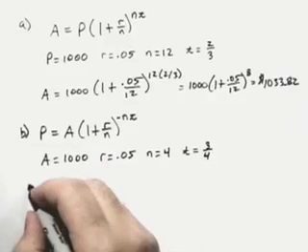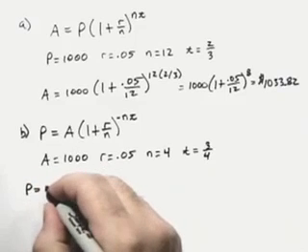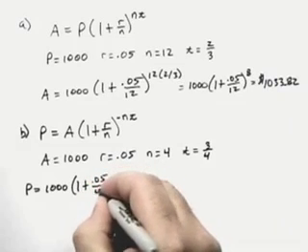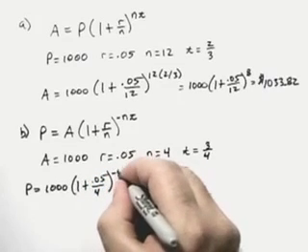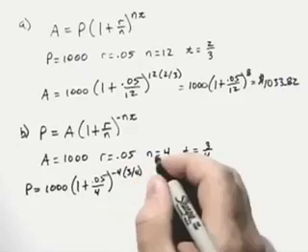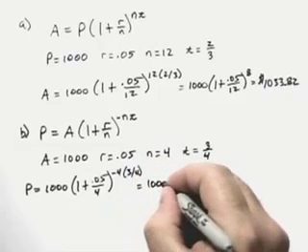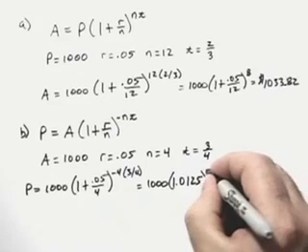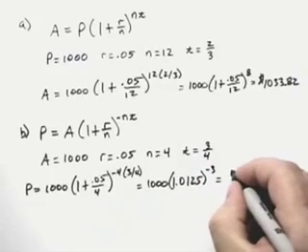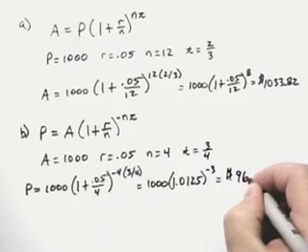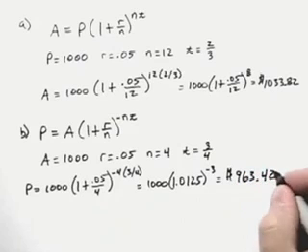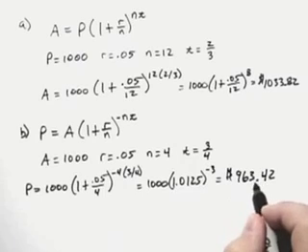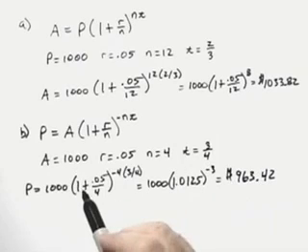Plug these values into our formula. P is equal to 1,000 times (1 plus 0.05 over 4) raised to the negative 4 times 3/4 power. So that'll be 1,000 times 1.0125 raised to the negative 3rd power, which is equal to $963.42. So if we invest $963.42 right now, in 9 months we will have $1,000.